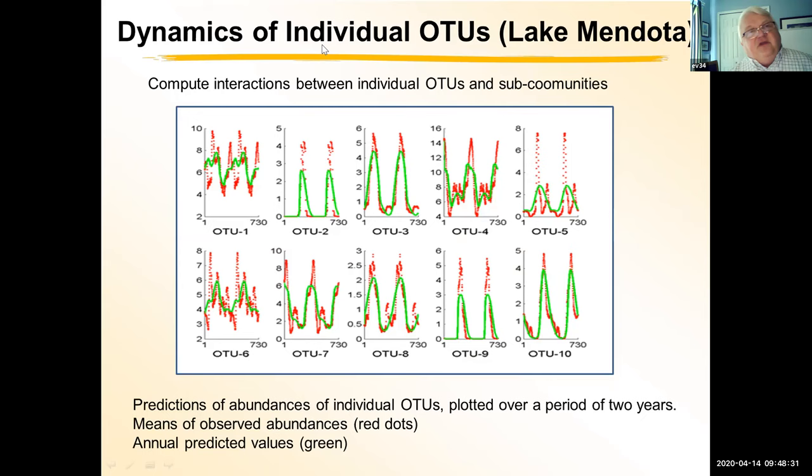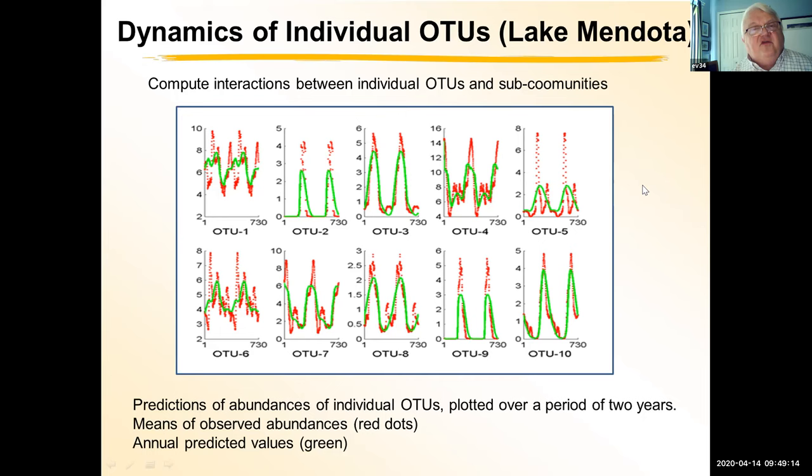We can also now look at individual OTUs. So we model the interactions of one OTU against the other subcommunities. Within the subcommunities, we cannot make any statements because they're all treated the same. They're all doing the same thing. And so some of these predictions are quite nice. You can see over a period of 2 years, we have the observed abundances, the red dots, and the annual predicted values, the green lines. So that works fairly well. Not always, so here's a difference. There are some differences, but this is rough and tumble because this is taken right out of the lake.